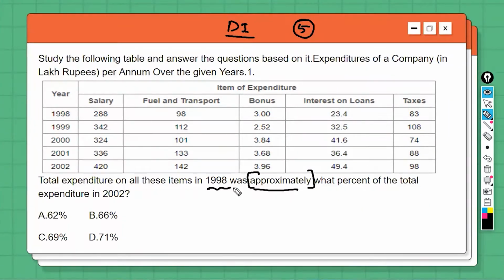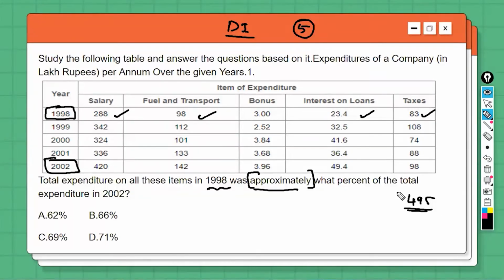What percentage of the total expenditure is in 2002? So two years they are focusing on, 1998 and 2002. What is the total here? I'm just going to do it in an approximate fashion. 20 plus 80 is 100. Another 100 is 200. 200 plus another 280 is 488. 488 plus some 5, 6 extra, so 495.